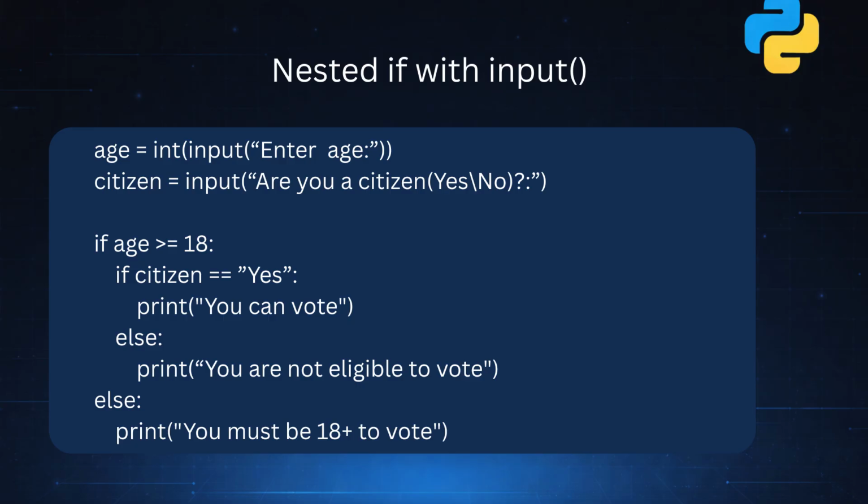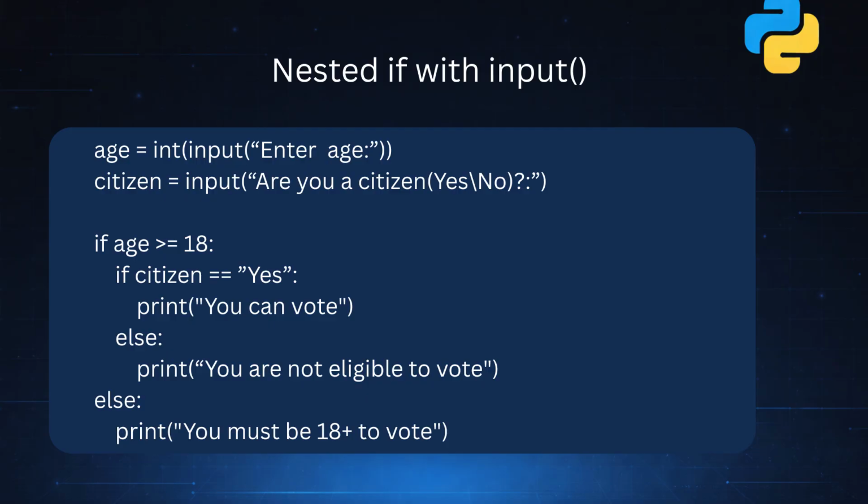Now let's make this example interactive using user input. First, the program asks the user to enter their age. Then it asks if they are a citizen, expecting yes or no. Next, Python checks the first condition. If the age is 18 or more, the program checks the second condition.